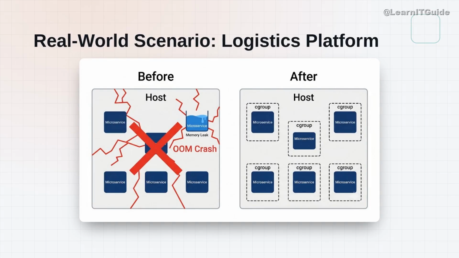Consider a global logistics provider. They were running 500 microservices on shared hardware. Every week, one service would leak memory, triggering a cascade that took down the entire node. By implementing strict cgroup limits, they stopped the bleeding. They saved thousands of dollars in emergency downtime and improved their hardware density significantly.